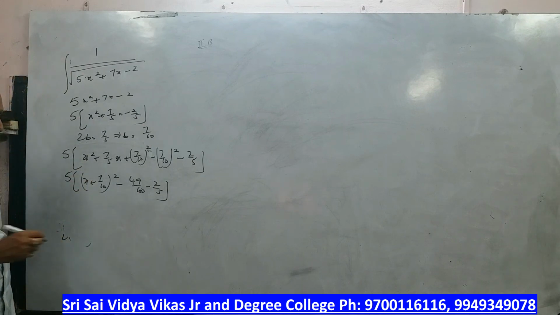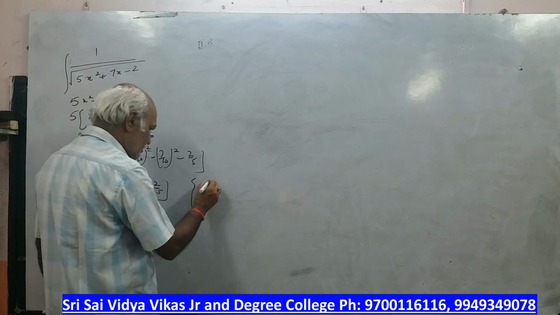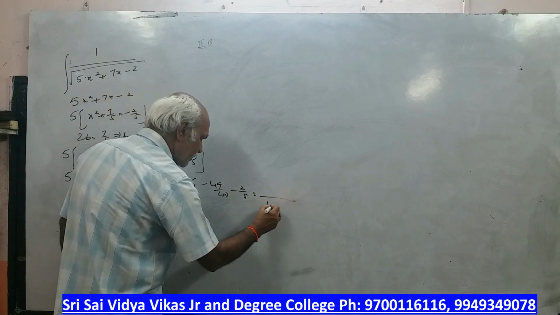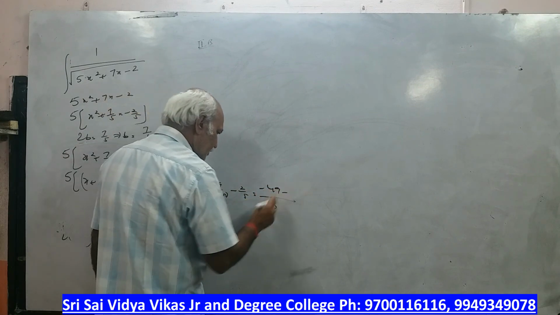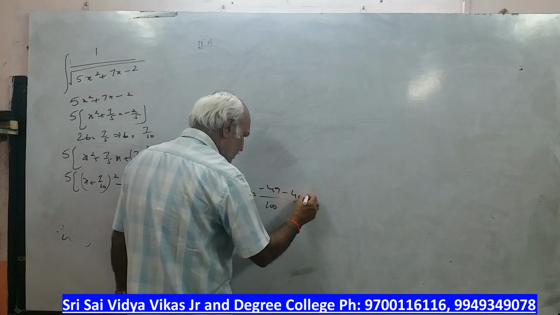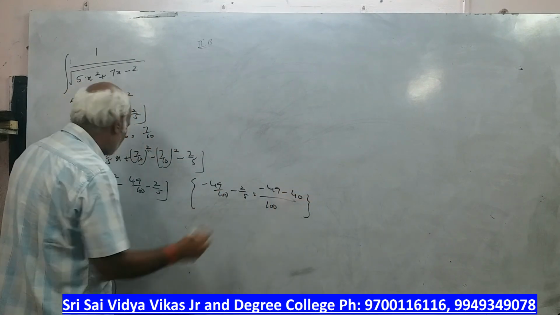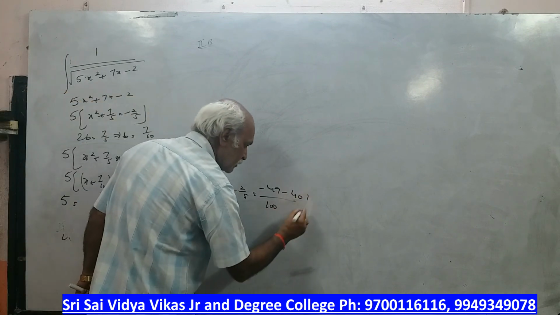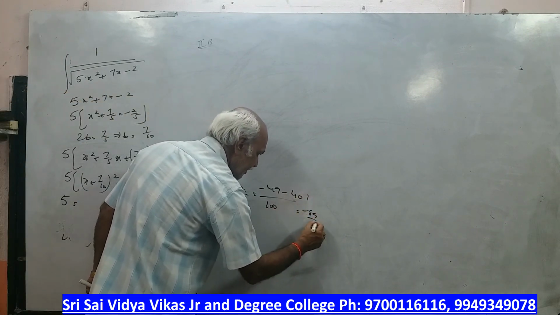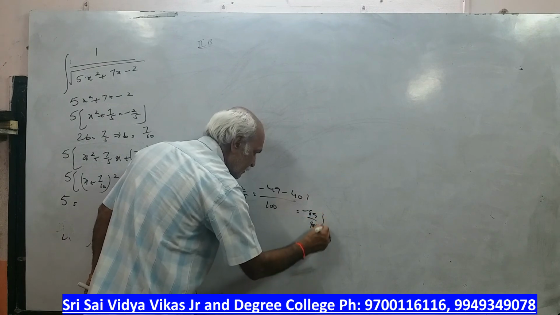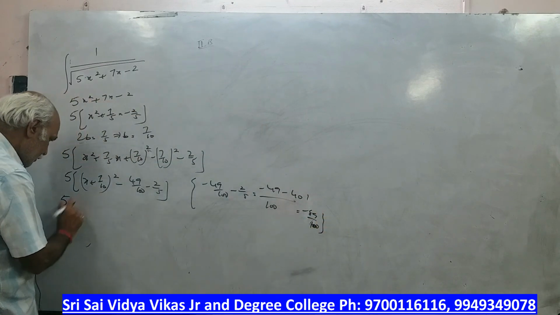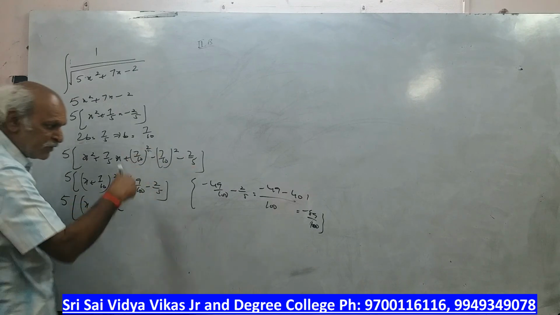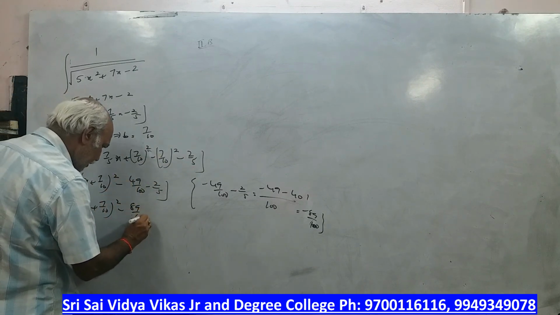Whole square minus 49/100 minus 2/5. Right? So what will happen? Again flower bracket. 2/5, the LCM is 100, minus 49. This will go 20, 20 twos is 40. So how much does it become? Minus 89/100. So (x + 7/10)² and whatever sign we get, we write here 89/100.